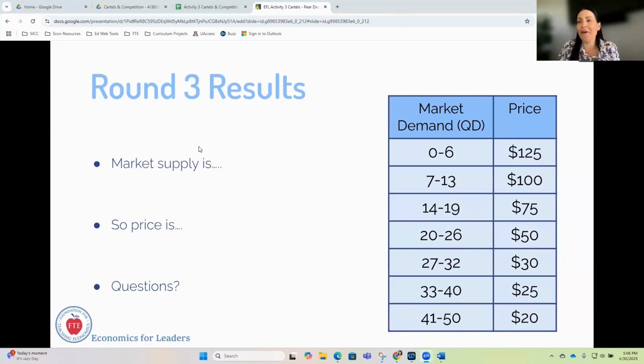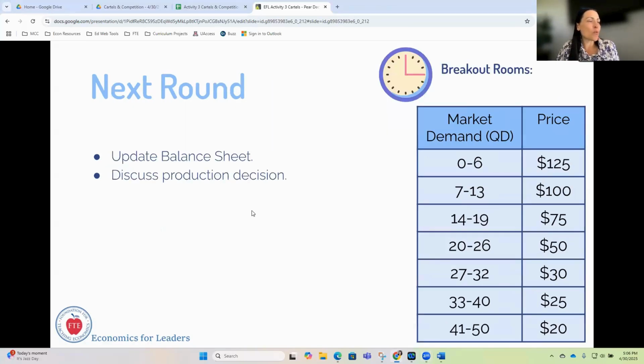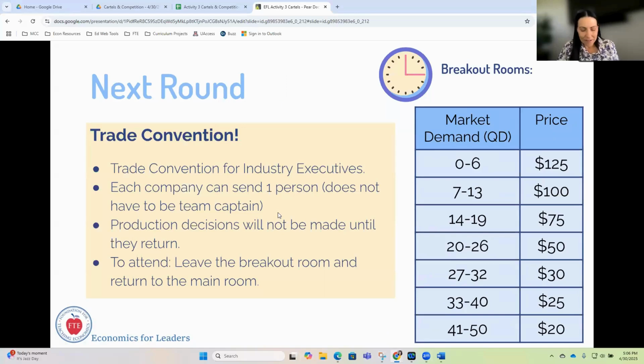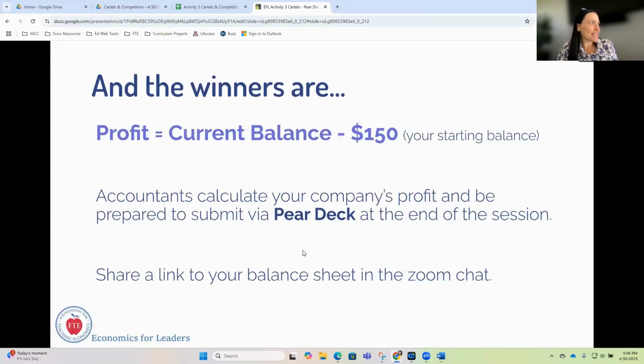So now we're going to talk about what just happened. Accountants, you work on your balance sheet. Once you calculate your company's profit, in a few slides, I'm going to have you type out what your profit is for all the rounds. And then you're going to share a link to your balance sheet in the Zoom chat. So just share your document where you've been keeping track of your profits. In the Zoom chat, just put team 1 and then copy the link, or team 2, copy the link, so I can open those up. All right, any questions?